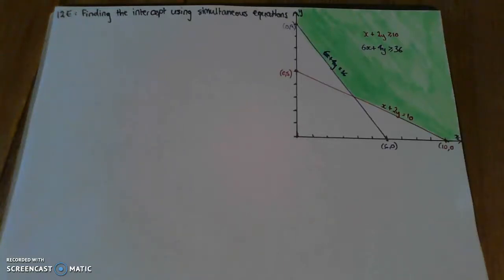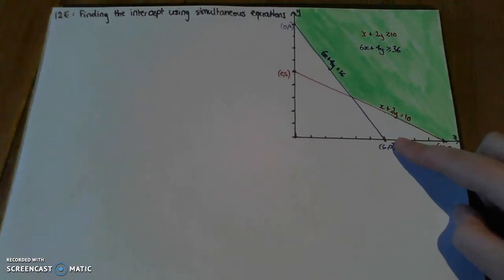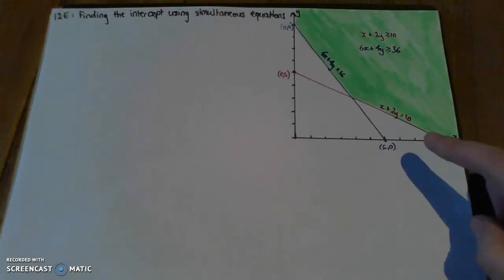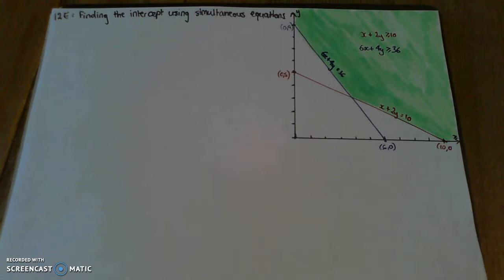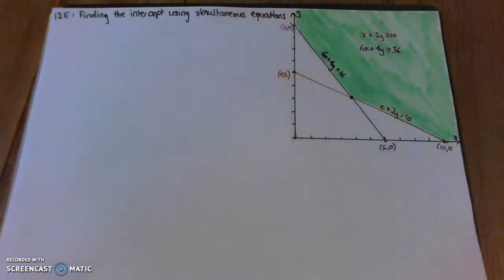Hello, this video is going to look at 12E, which is where we're looking at finding a feasible region. So we had another video which was looking at this graph here, which is how we actually drew these two lines. What we're actually looking for now in this video is finding the intercept where these two lines meet. We want to know those coordinates, and that's doing it manually using simultaneous equations.